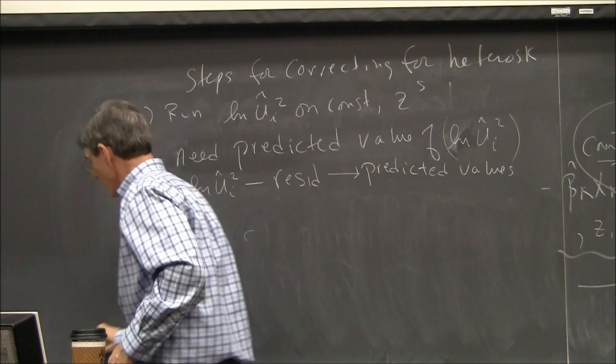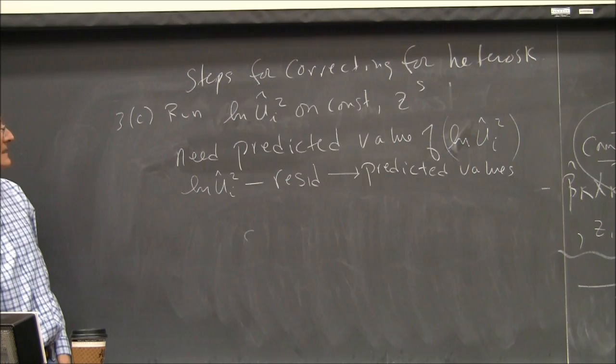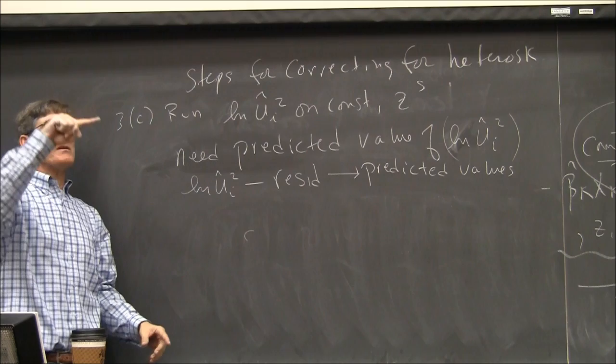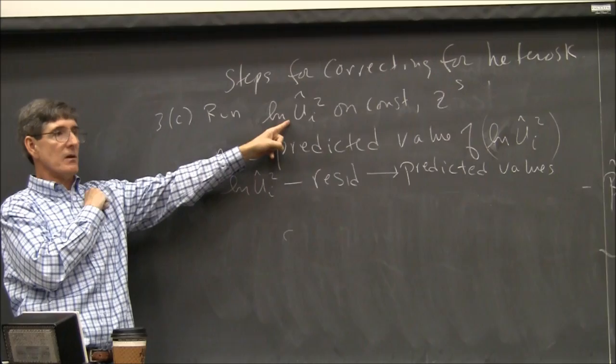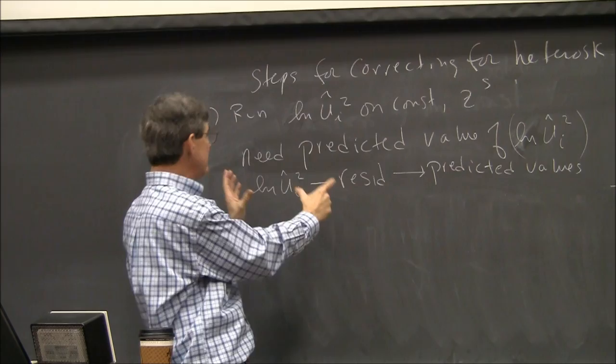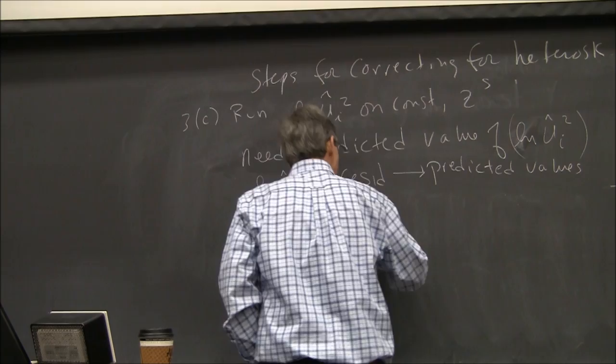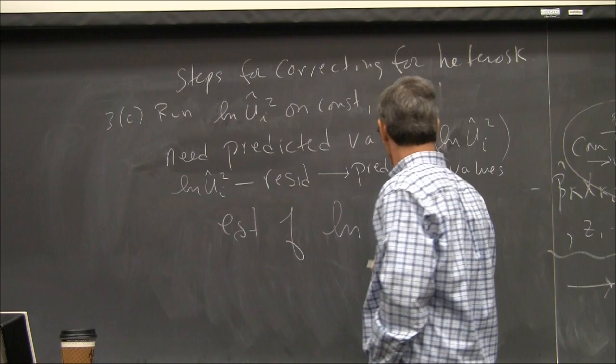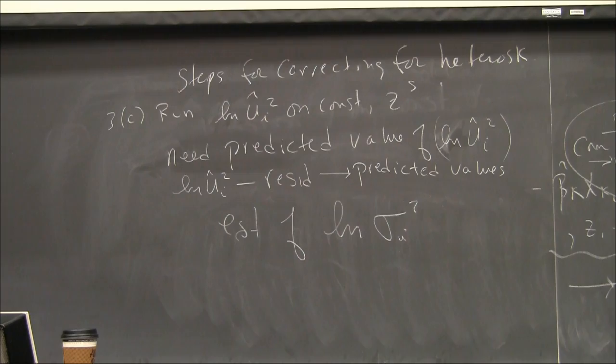You with me? You run the original model, get resid, square the resids, take the log of the resids, that's this. That's the log of the resid squared from your original regression. Regress that on all your z's. Then take the predicted value from that regression. That's an estimate of the log of sigma hat I squared. So what we've now estimated is this. That's what this estimates.